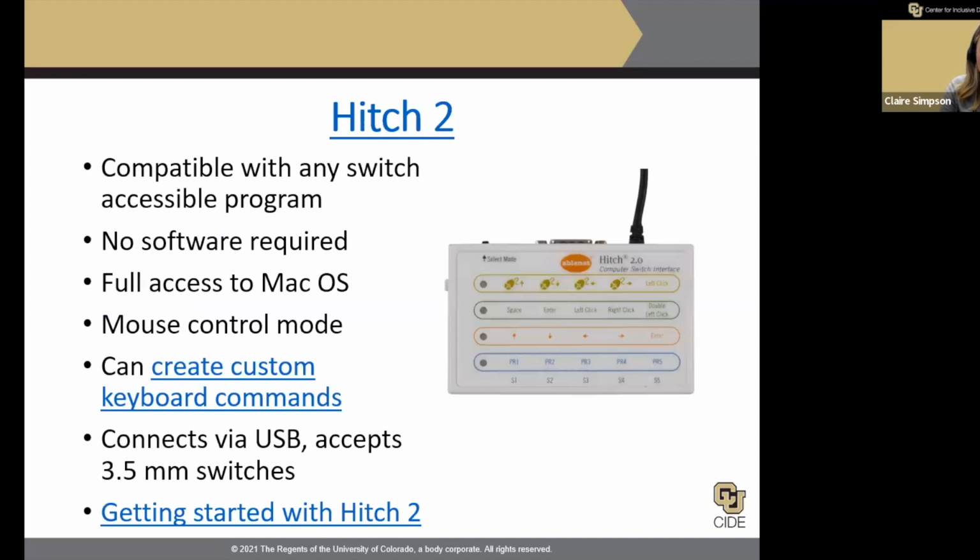So the Hitch 2 is a wired USB computer switch interface, compatible with any switch accessible programs, and it's fully compatible, with full access to Mac OS with mouse control modes. So you can use different switches to control mouse directionality on a Mac. It's going to be a tedious access method, and if something like a proportional joystick is an option, that might be something to try first, but it is possible with the Hitch 2 and it's kind of cool.